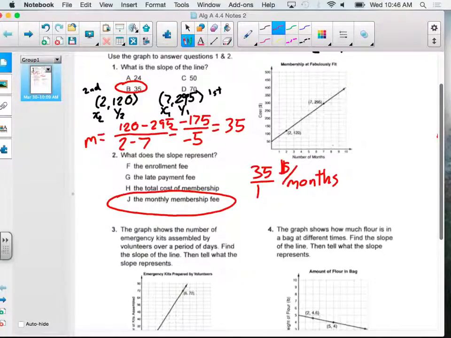Yeah, so it helps to write the slope, even though sometimes it simplifies to a whole number. Write it over 1, give the labels to the rise and the run, and then it'll help you decide what that slope represents. All right. So, does anyone have any questions so far before we move on to 3 and 4?